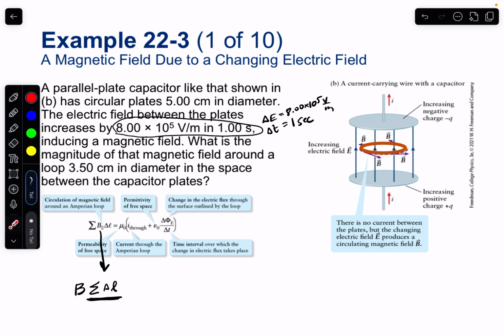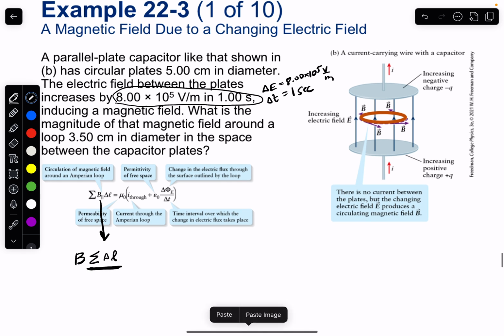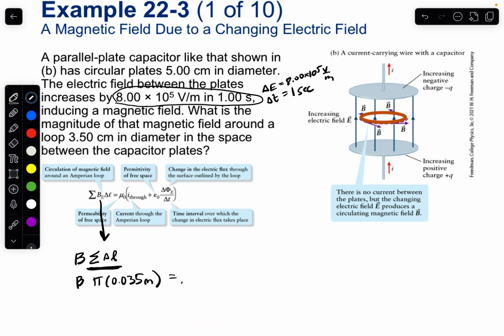Okay, and if you read the question, we want to know the magnetic field around a 3.5 centimeter diameter loop. So guess what? That's going to be the 3.5 centimeter diameter loop. So that's going to be pi, I'll go ahead and write that 3.5. Okay. That's the left-hand side, the diameter of the loop that we want to know the field. What's the right-hand side? Mu naught times the current through the loop.